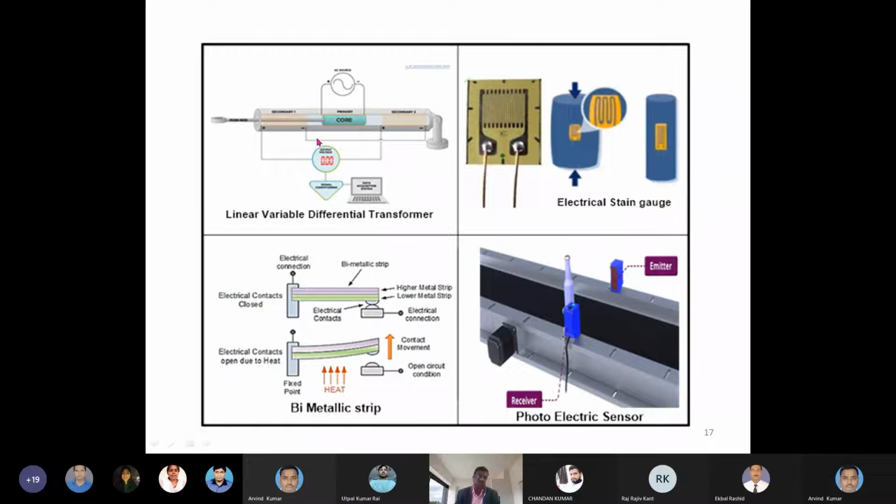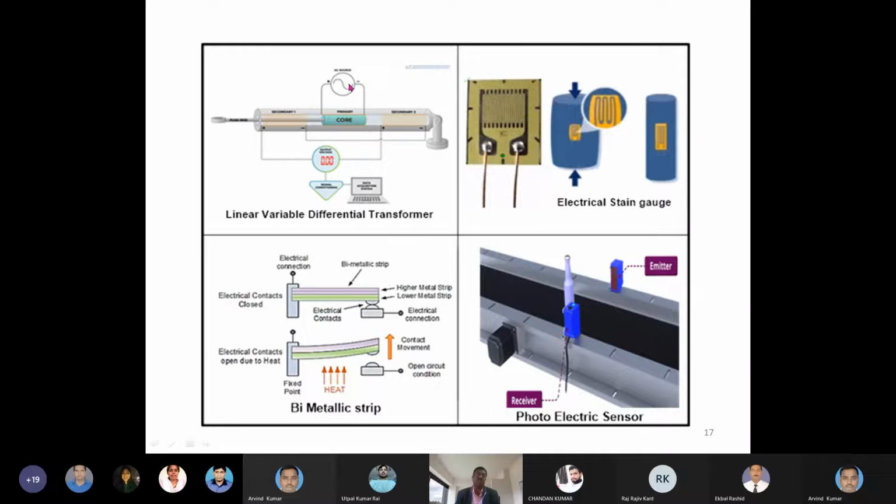is basically an inductive pickup transformer. It is similar in construction to a transformer. It has a primary coil and a secondary coil. That is, there are 2 secondary coils connected in series, and there will be an iron core in its center, which causes inductive coupling between the coils.